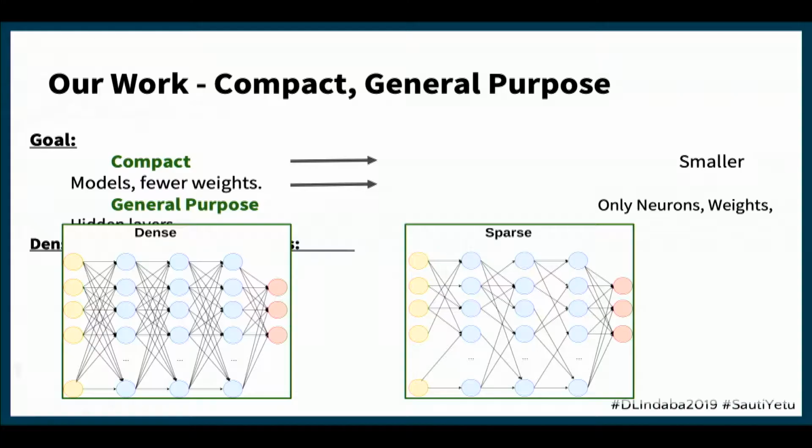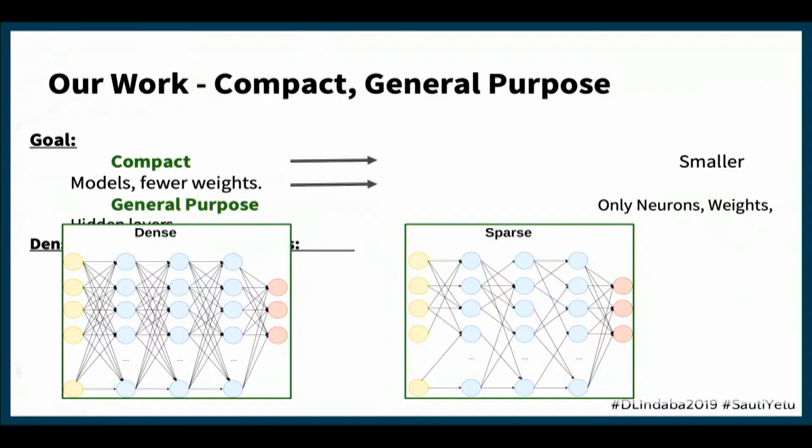When we say compact, we mean we're trying to learn smaller models with fewer parameters. When we say general purpose, it means we're not using anything specific to any domain. So no convolutions, no residual layers, no skip connections. We're just learning neurons, we're learning connections, we're learning hidden layers.